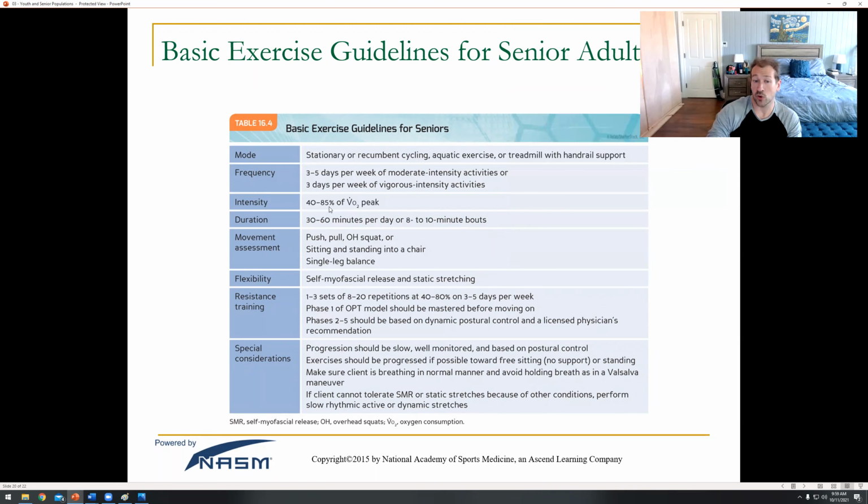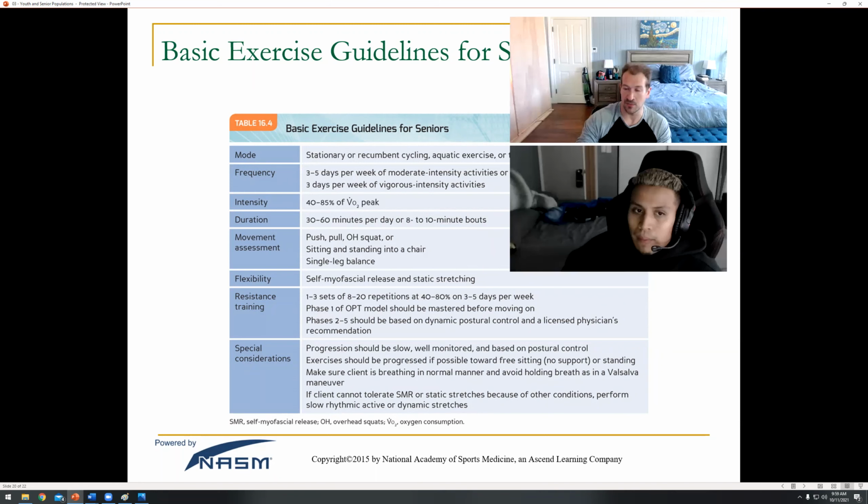Okay, 40 to 85% VO2 max. So basically that means you're going to be in zone 1 and zone 2 when it comes to cardio.